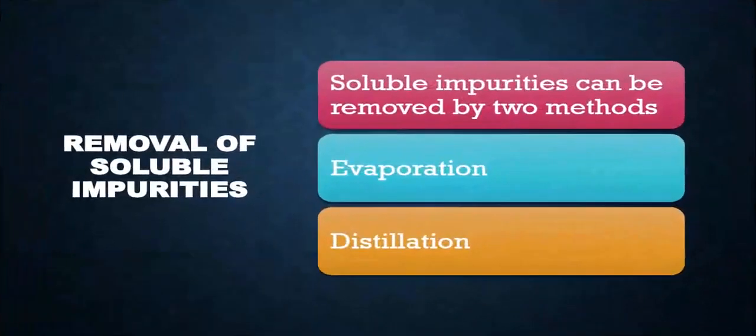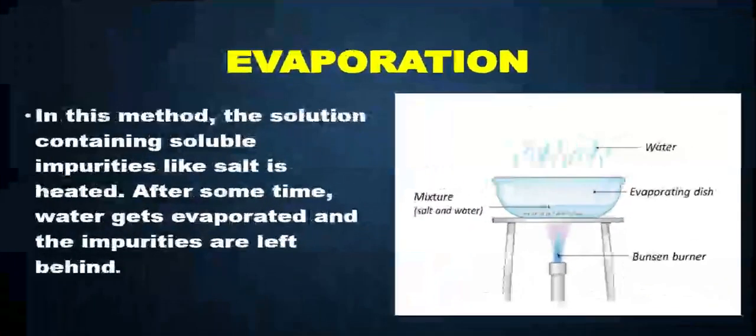Now let us discuss the processes used to remove the soluble impurities from water. For this we have two processes, evaporation and distillation. First, let us discuss evaporation. In this method, the solution containing soluble impurities like salt is heated, and after some time the water evaporates and the impurities are left behind. This is a very simple method, but the only drawback is that you will not get the water back.